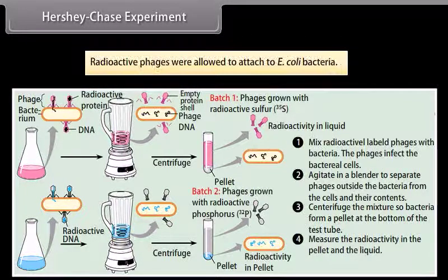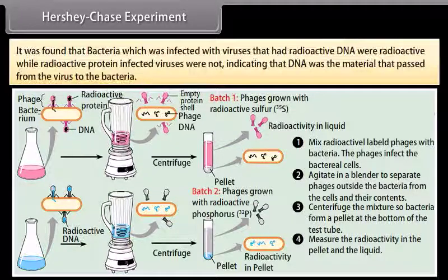Radioactive phages were allowed to attach to E. coli bacteria. It was found that bacteria which were infected with viruses that had radioactive DNA were radioactive, while radioactive protein-infected viruses were not, indicating that DNA was the material that passed from the virus to the bacteria.